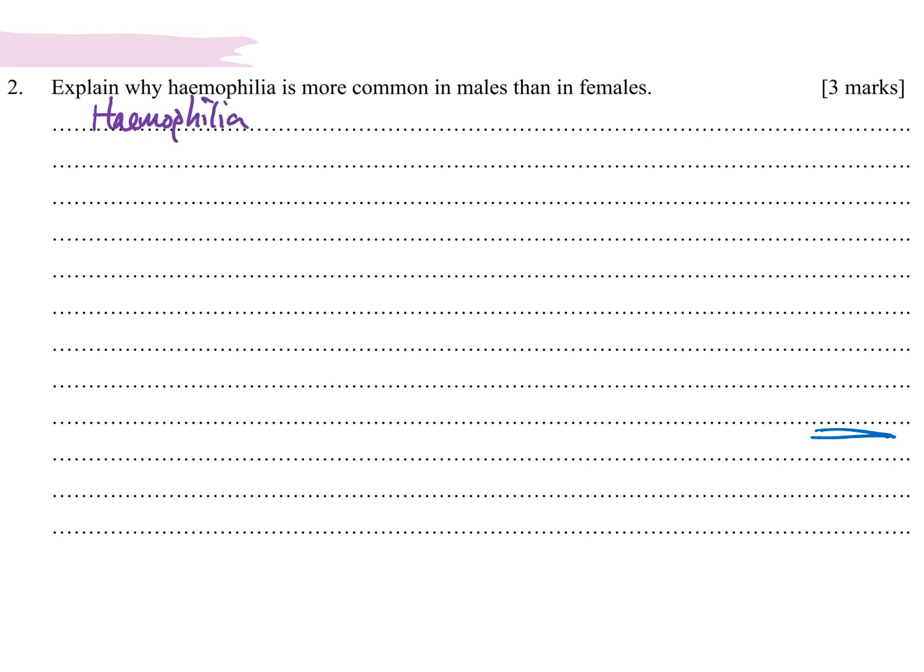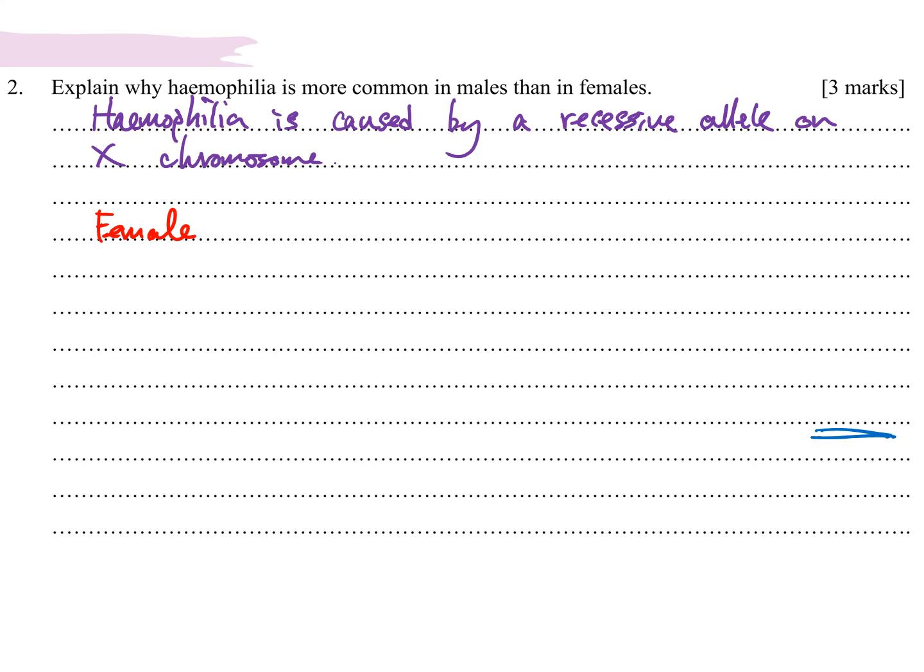Hemophilia is caused by a recessive allele on the X chromosome. So this is the first thing you know. And then let's write about the case in female. For female, how many X chromosomes do they have? Females have 2 X chromosomes. And therefore, if a female will have hemophilia, she must have 2 recessive alleles on both of the X chromosomes.